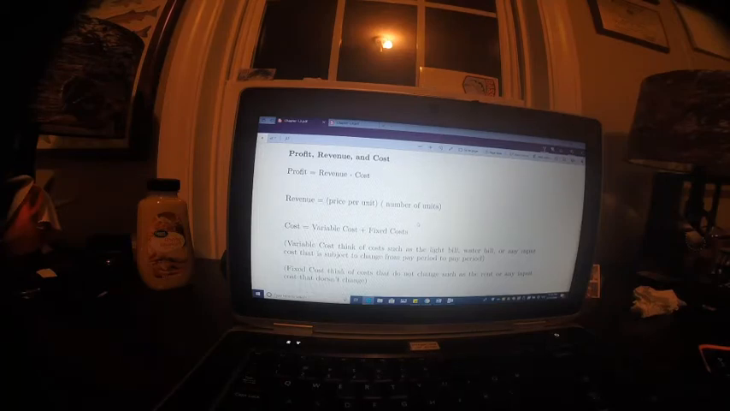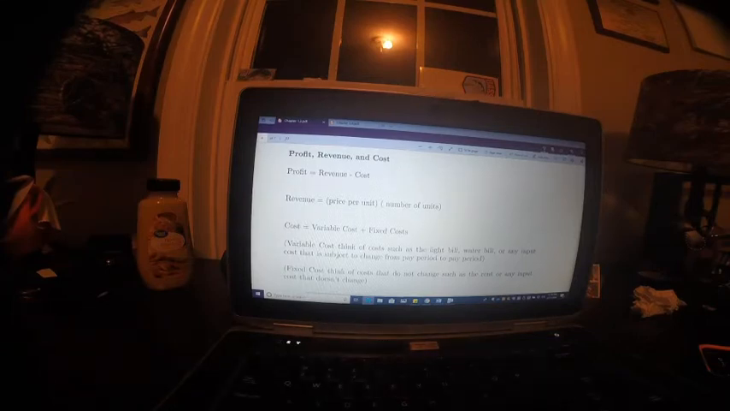So if you're going to make something on it, you got to charge something for it, right? One of the things I do is I sell vegetables at a farmer's market sometimes over the summertime. So if I'm charging $5 for a watermelon, my price per unit is $5. My number of units sold is how many watermelons I sell that Saturday. So if I sell 100 watermelons at $5 a piece, I've made $500.